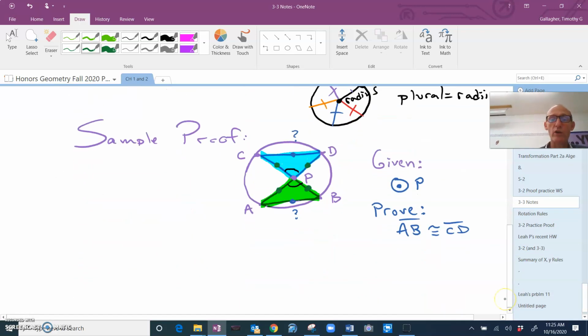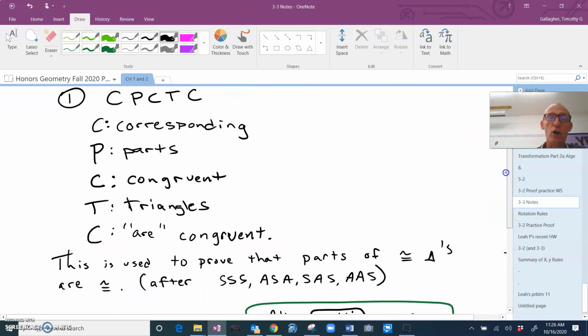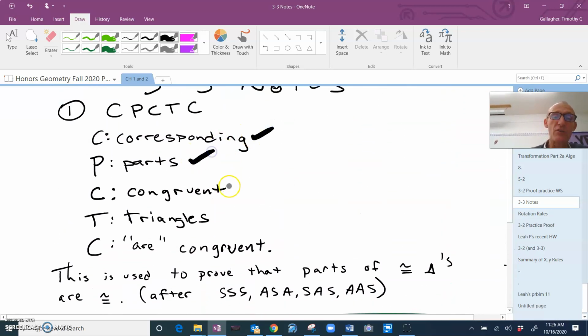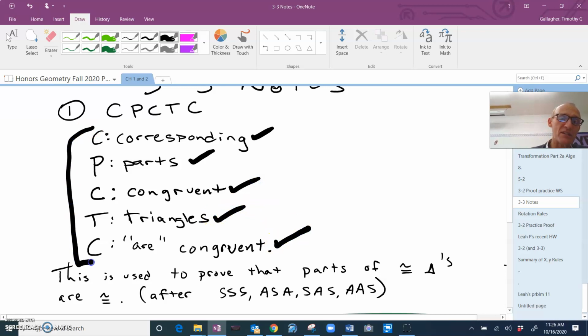So what we're going to do is get the two triangles congruent by side, angle, side. That's what we're going to do. And then we're going to use CPCTC to get this segment congruent to this segment, because those two segments are corresponding parts of congruent triangles, and therefore they are congruent. That's CPCTC.